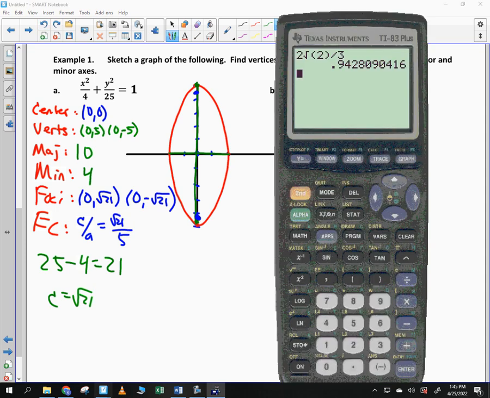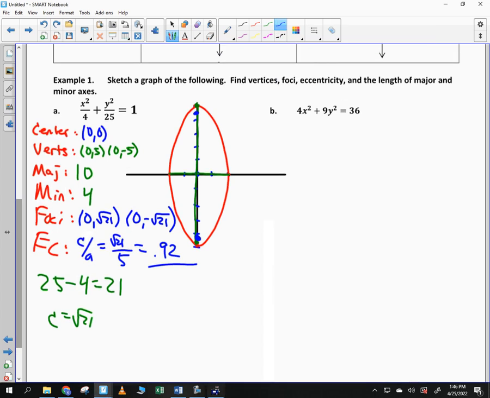Take out my calculator. I have the square root of 21. I close my parenthesis, divide by 5. I made an error. I pressed go to so I can figure out what I did. Let's try it again. Square root of 21 divided by 5. 0.92. Any questions?